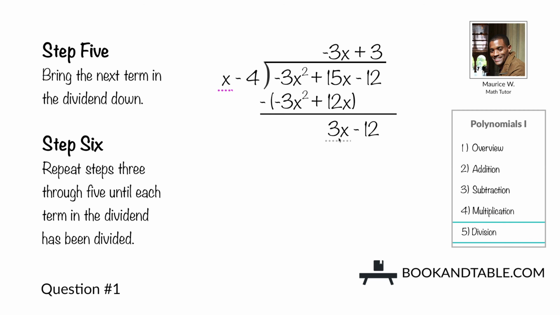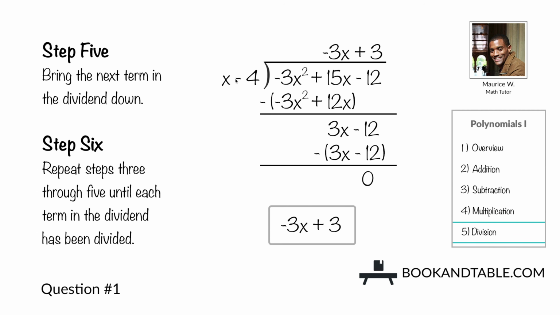So we'll divide the first term by the term with the highest degree, which is x. So 3x divided by x gives us 3. And now we'll multiply 3 times the divisor, giving us 3 times x, which is 3x, and 3 times negative 4, which is negative 12.